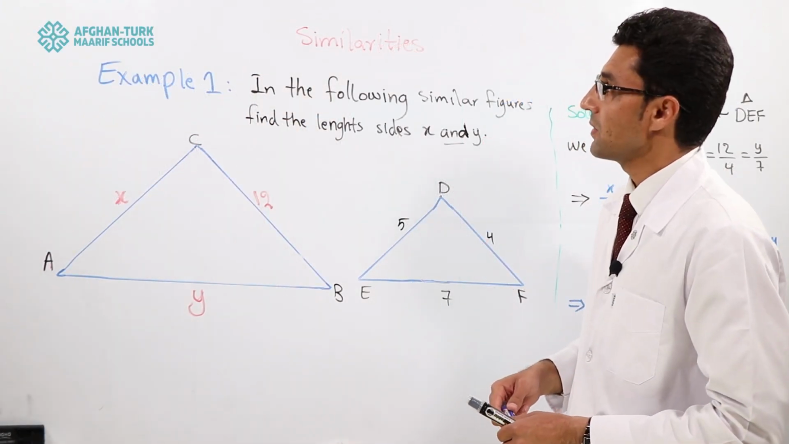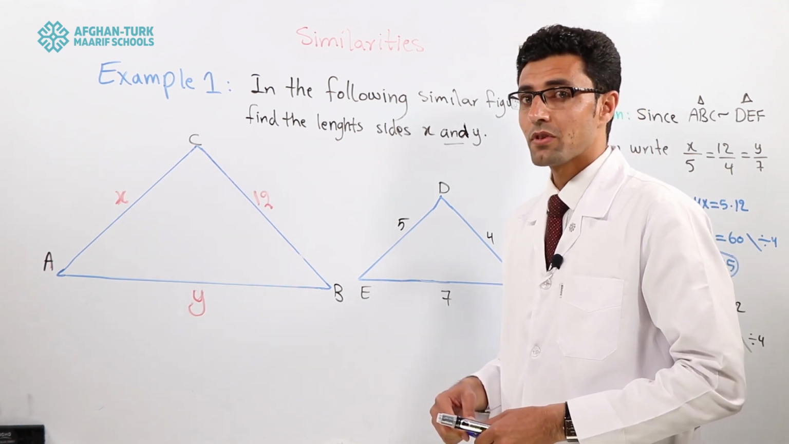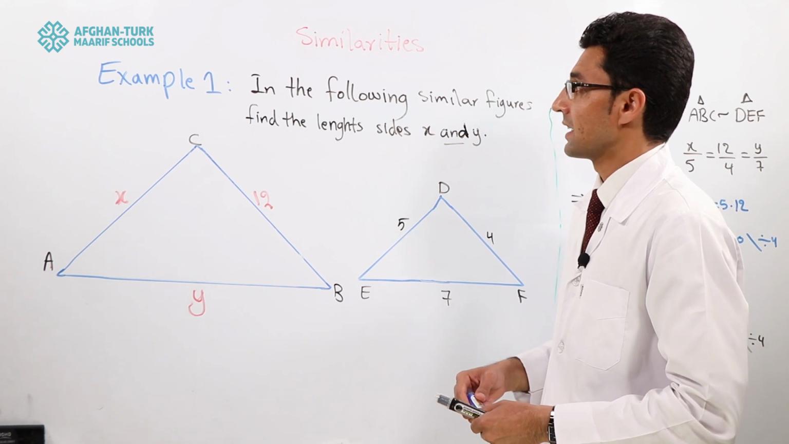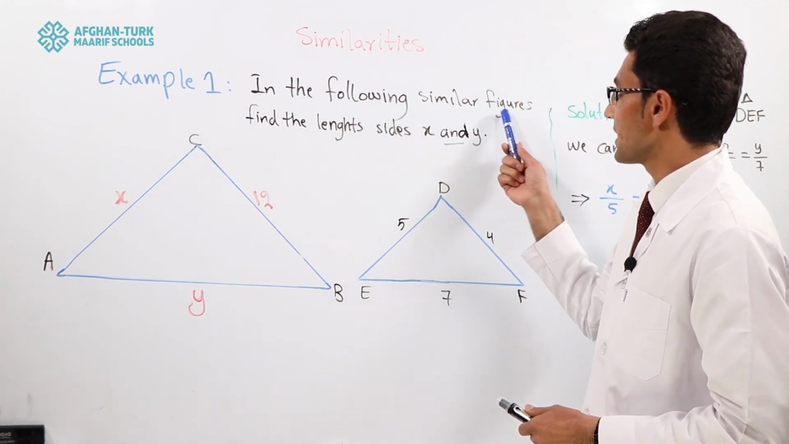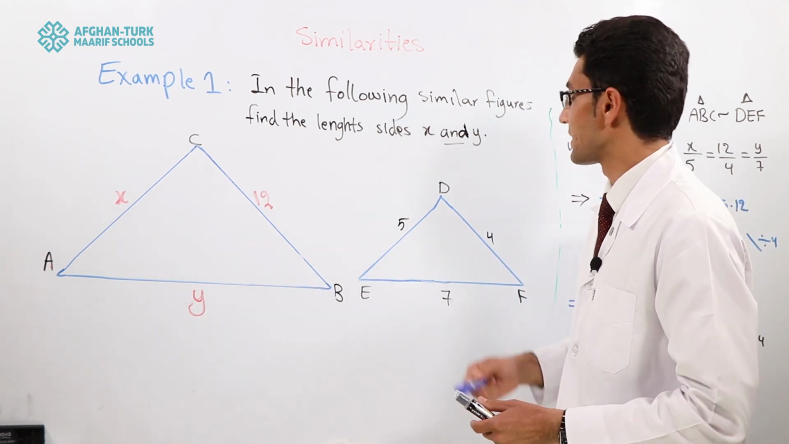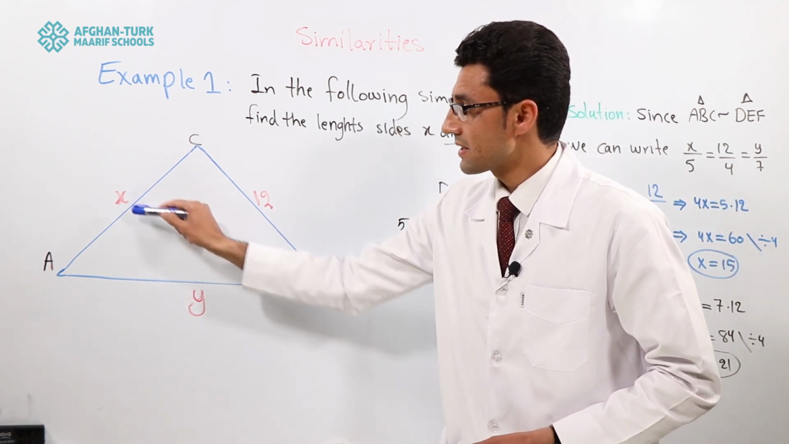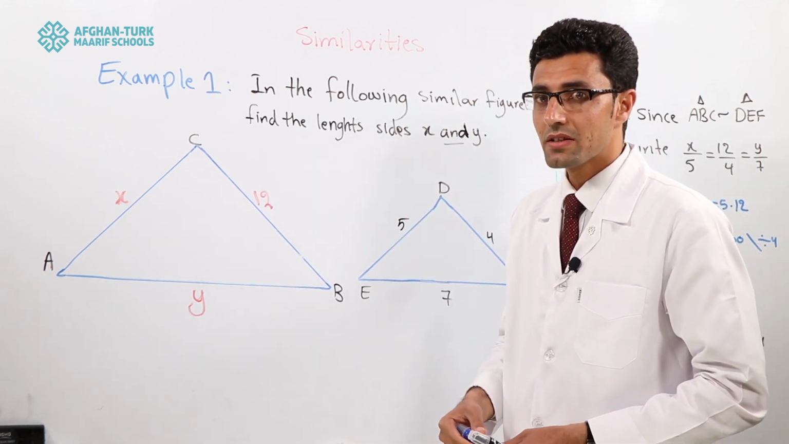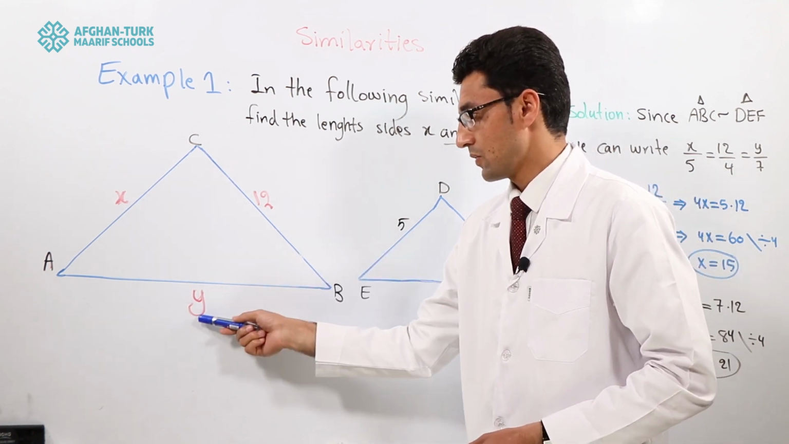Okay, dear students, now let's have an example to show some more information about the similarity of triangles. Example 1. In the following similar figures, you see two similar triangles. Find the lengths of sides x and y. X and y are not clear. We have to find the values of x and y.